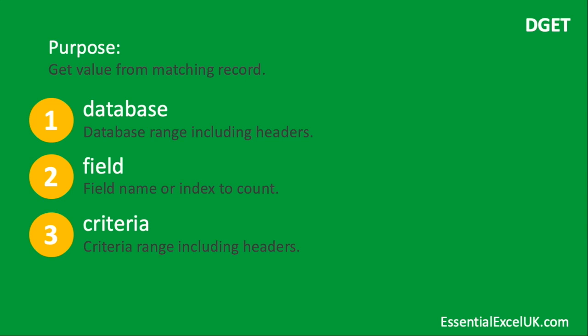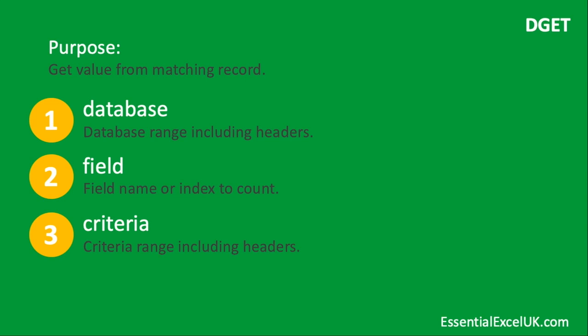So the first one is database. This is the database range, including headers. In essence, this is just the range containing your data that has the values that you want to find and return. Number two is the field. This is the field name or index to count, but more simply put, this is where the value resides that you want to return. In terms of VLOOKUP, this would be like the index number, where you identify the column number that you want to return a value from.